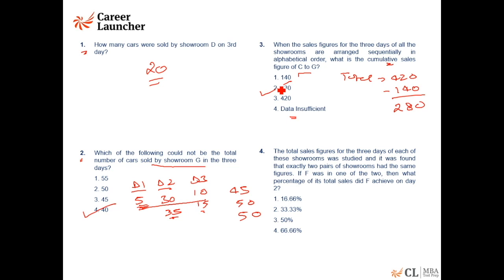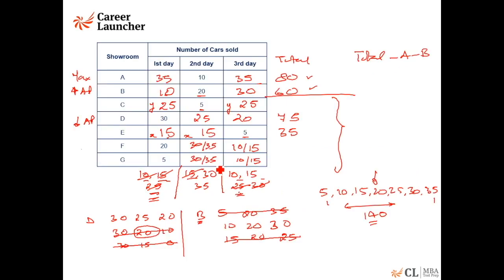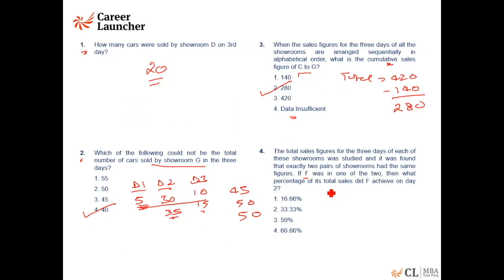The total sales figure for the 3 days of each of the showrooms was studied, and it was found that exactly 2 pairs of showrooms had the same figure. If F was one of the two, then what percentage of its total sales did F achieve on day 2? F has either 30 or 35 on day 2. So which is that other showroom which has the same number of sales as F? Just to repeat, exactly 2 pairs of showrooms had the same figure in terms of cumulative sales, right? So what are the possibilities for F?